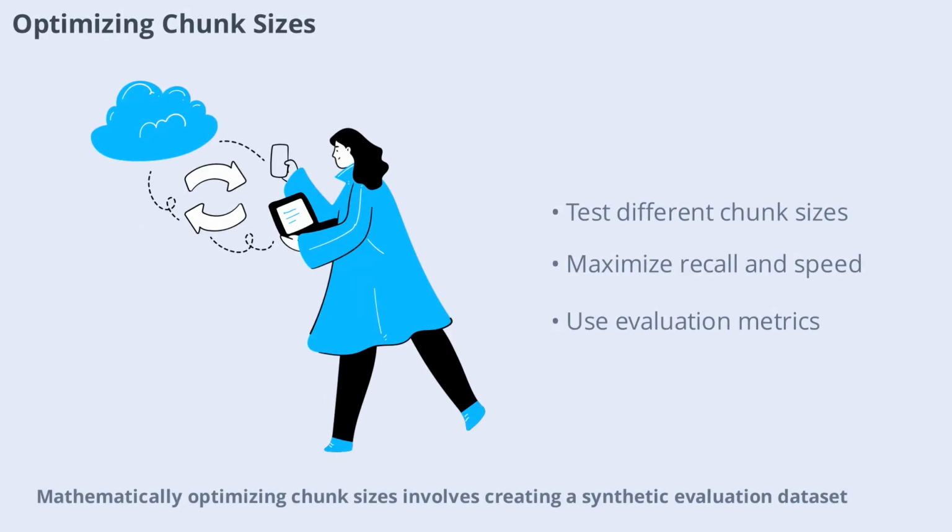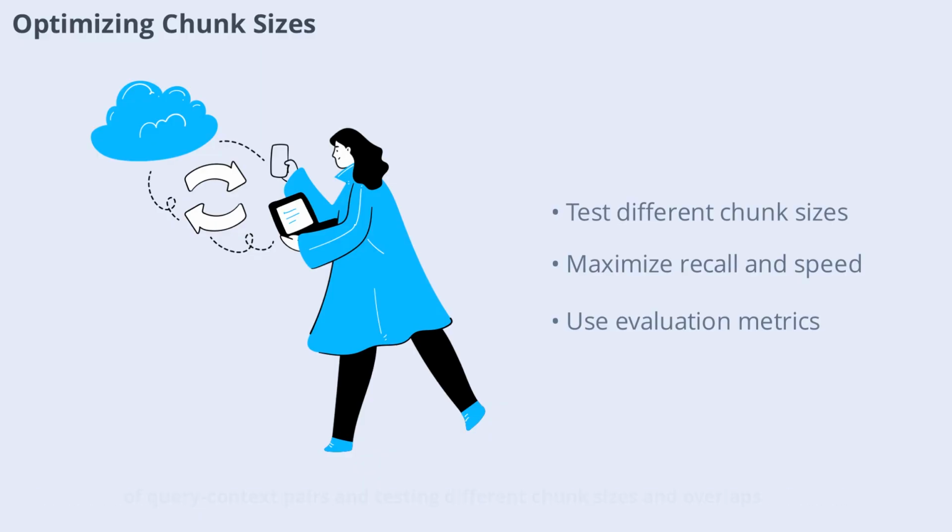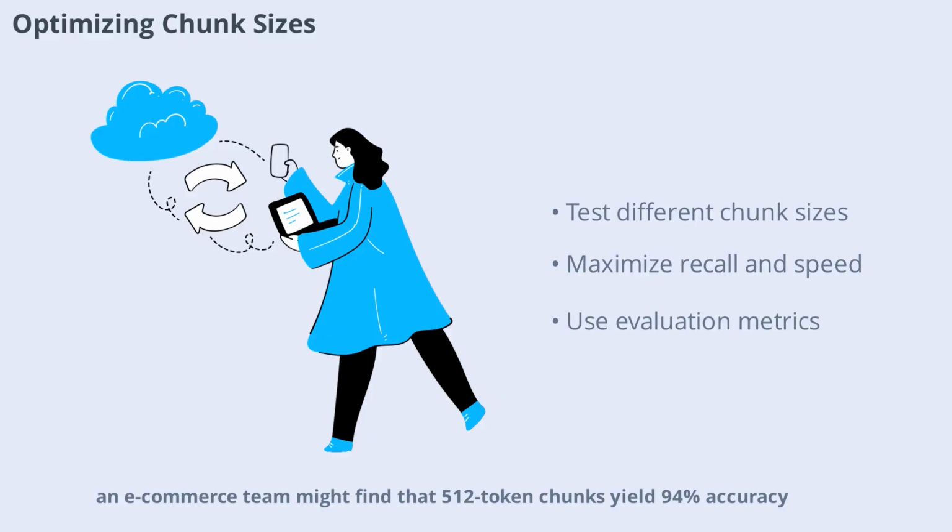Mathematically optimizing chunk sizes involves creating a synthetic evaluation dataset of query-context pairs and testing different chunk sizes and overlaps. By calculating retrieval metrics like context recall and precision, you can select the smallest chunk size that maximizes recall without sacrificing speed. For example, an e-commerce team might find that 512-token chunks yield 94% accuracy, while smaller chunks drop performance due to sentence splitting.